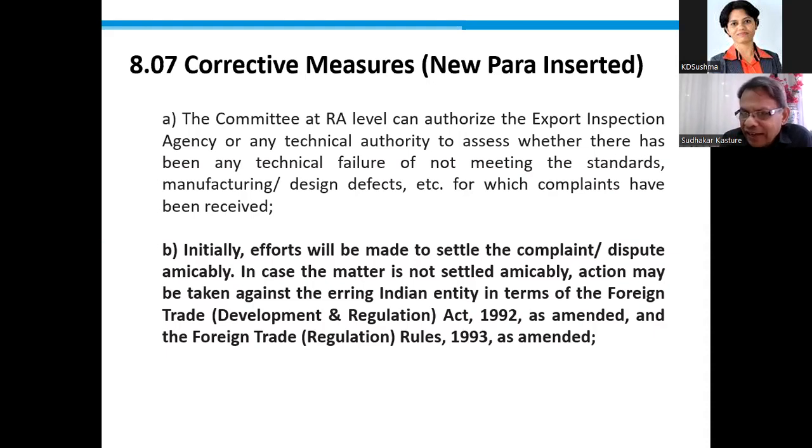So this is a case where a complaint is registered against defective quality, defective designs, or technical failure, registered against an Indian exporter, filed with the Indian Embassy abroad. This is the remedial solution for that.